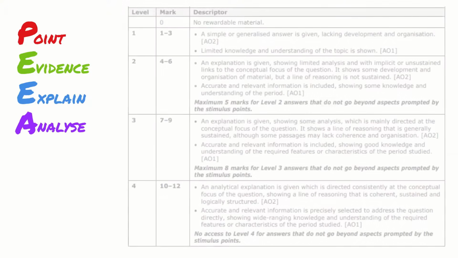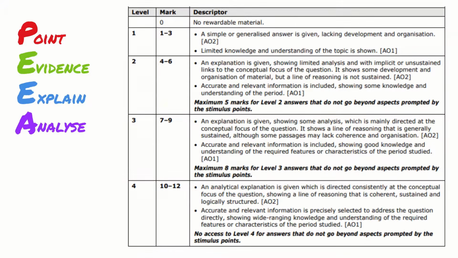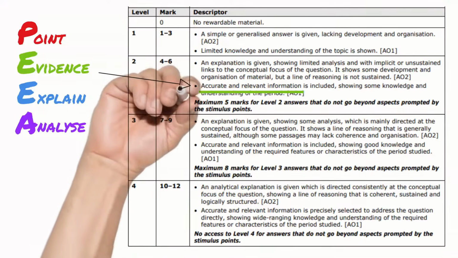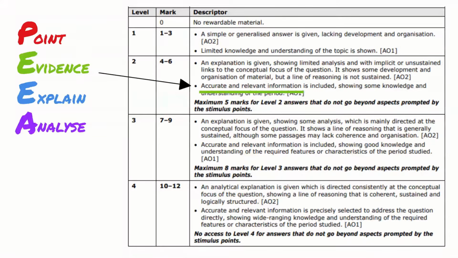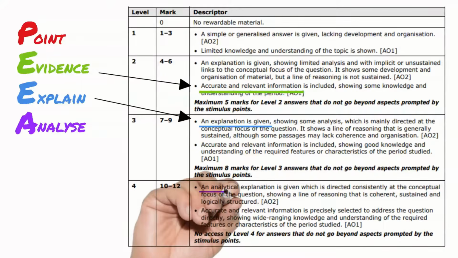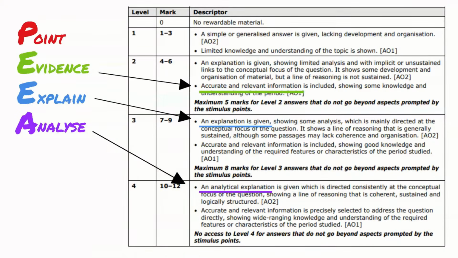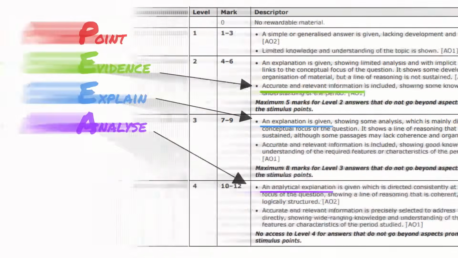If we take a look at the mark scheme, we can see that a level 2 answer includes accurate and relevant information, which is where we're going to deploy our evidence. Into level 3, it says an explanation is given, which is our explain bit. And finally, level 4 asks for an analytical explanation, which is our analysis bit. So let's start putting all of this into practice so you can see exactly what I'm talking about.